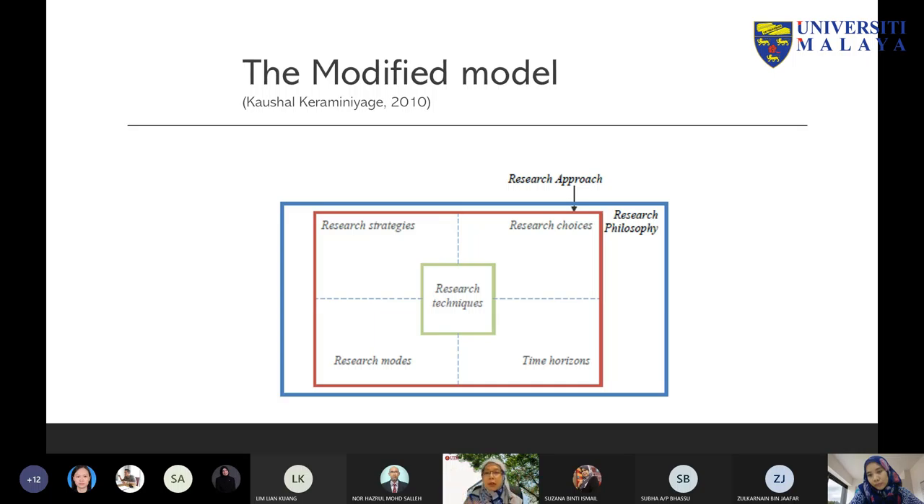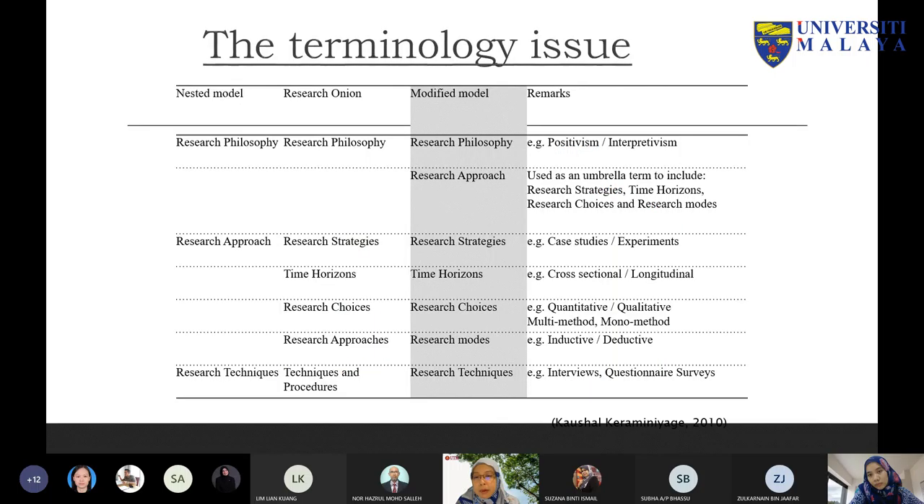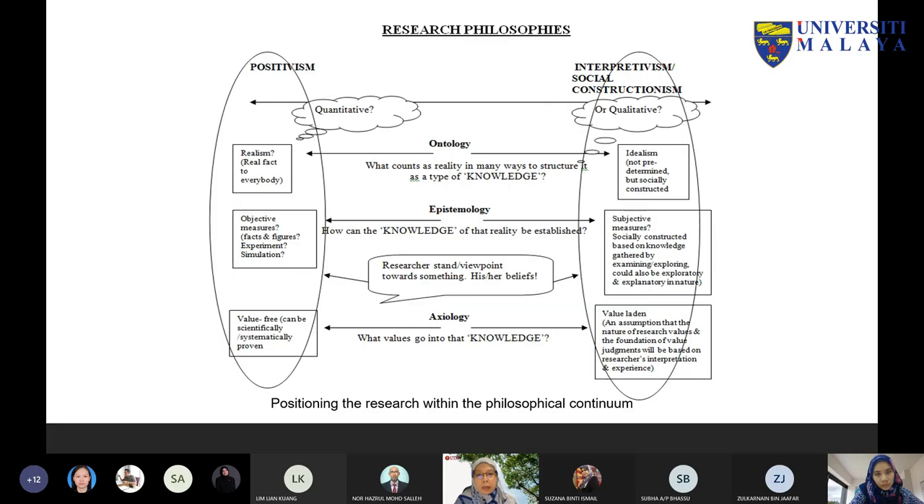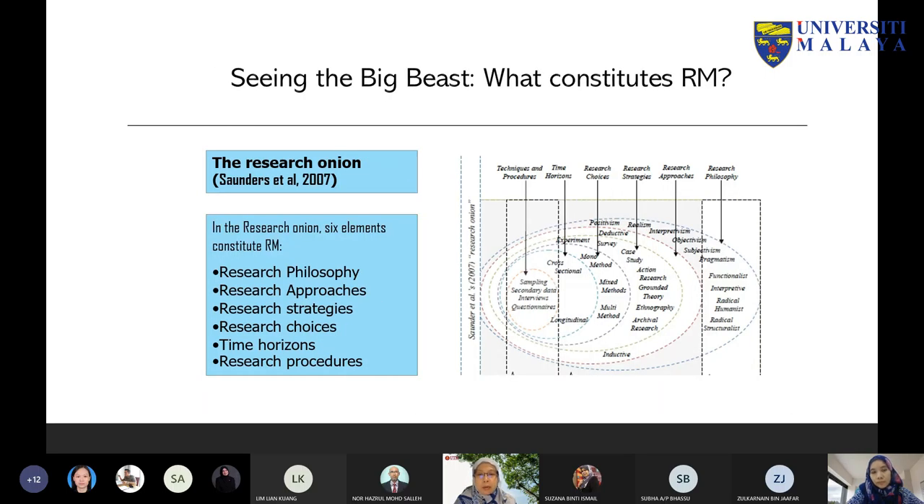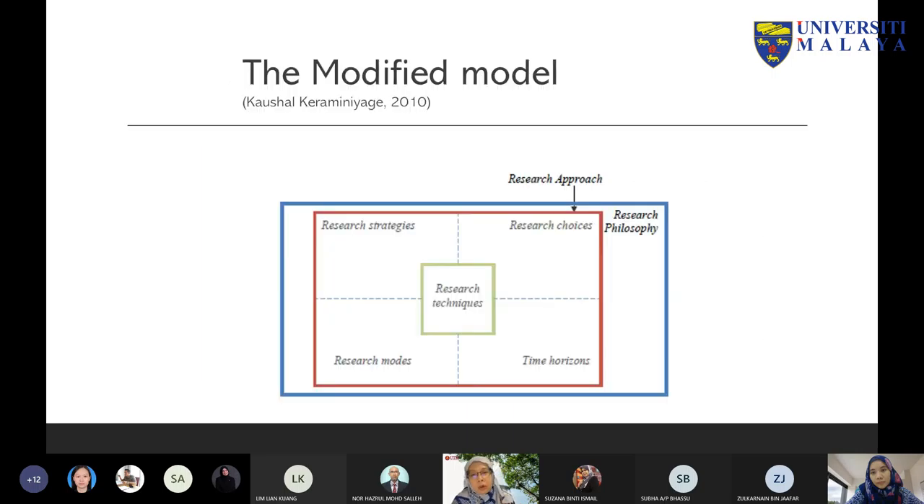So looking at some researchers, they combine the nested model and the research onion into a new model called the modified model. So it says philosophy is the basis, and then approach combines the strategies, choices, time horizon, and research modes. It takes the foundation of the nested model, and the research technique is simply the final element of it. Okay, so if we compare in table form, it will look like this.